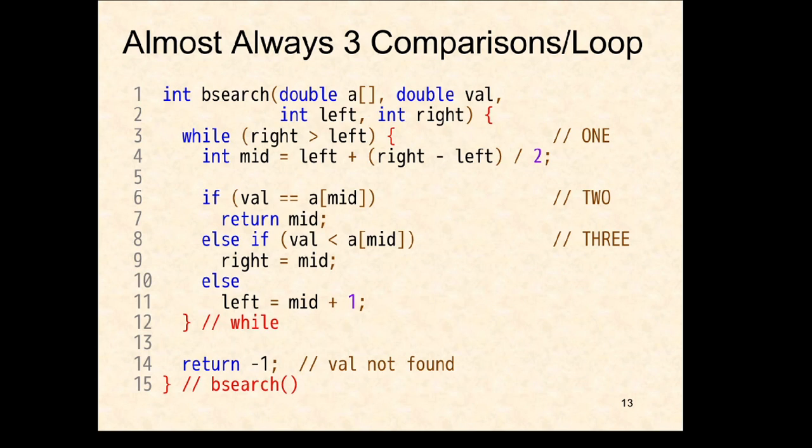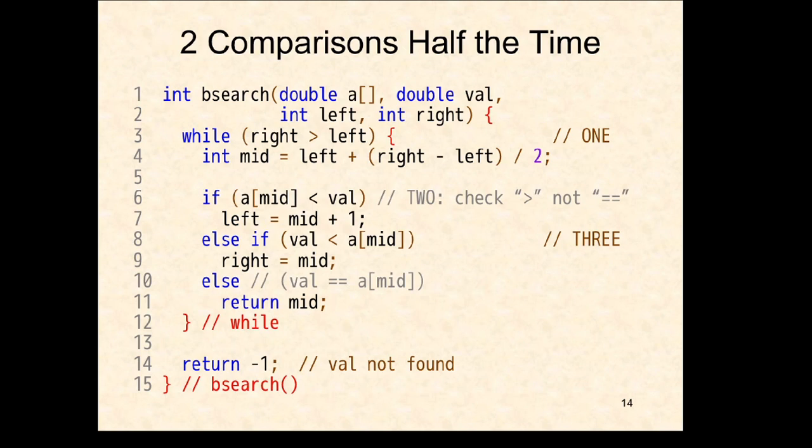So it says at the top, almost always 3 comparisons per loop. So let's count our comparisons. We've got 1 comparison on the indices. That has to be there. We've got to make sure there's still places left to look. Then I check if it's equal, then I check if it's less than. So that's 3 comparisons, and it's almost always 3. The only time it's not is when we get lucky and we find it, the one time we find it. So this is before. It's almost always 3 comparisons.